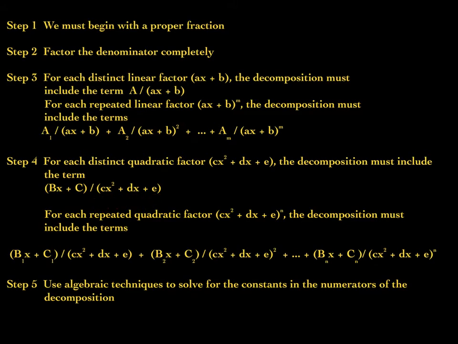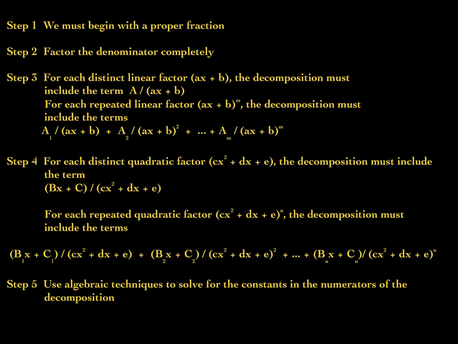That was true in step 3 up here, right? This is just a constant, A sub 1. So that's degree 0 over degree 1, because that's linear. Degree 0 over degree 1, right? Again, a proper fraction. Here we have degree 1 over degree 2, again, a proper fraction.